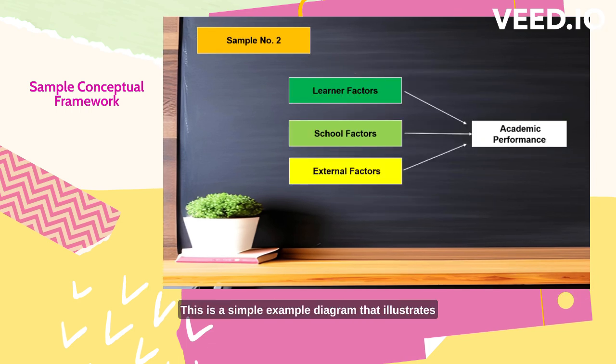Sample 2. This is a simple example diagram that illustrates the conceptual framework for a research project about the factors that influence the academic achievement of high school students, without providing specific details.